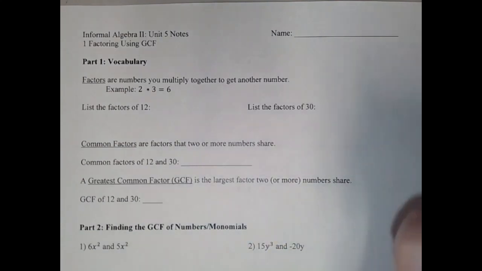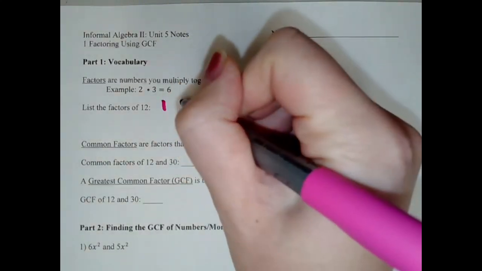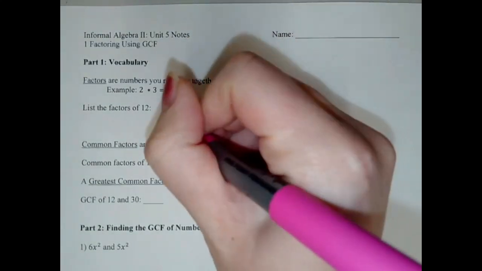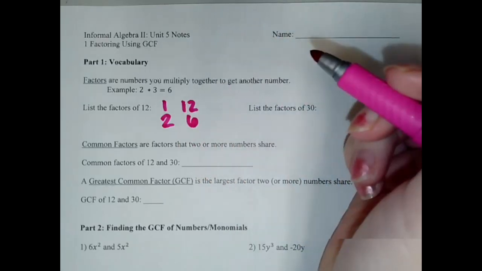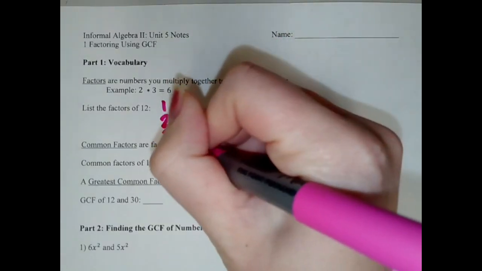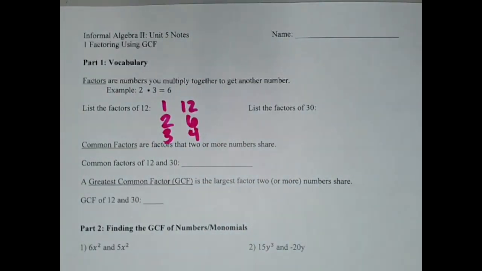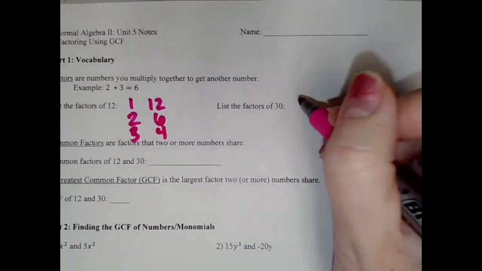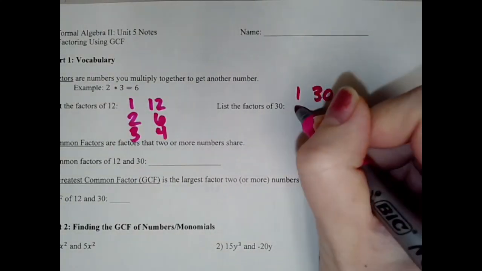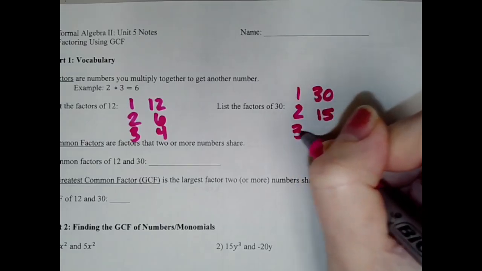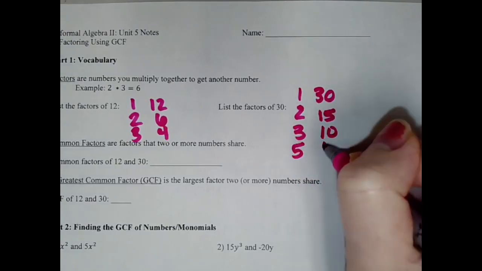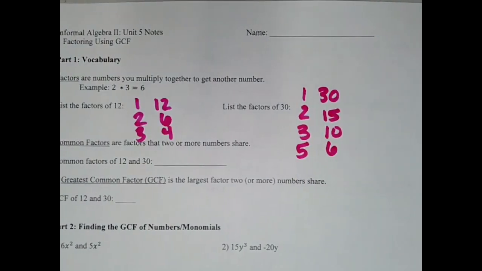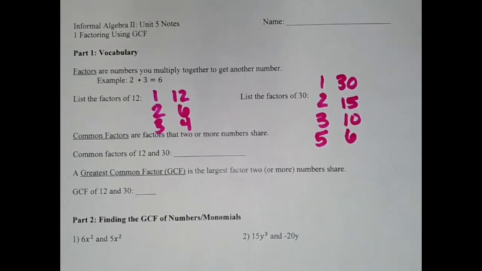If I wanted to list all of the factors of 12, 1 times 12 is 12. 2 times 6 would be 12. And then 3 times 4 would be 12. So all of these numbers are factors of 12. If I were to list the factors of 30, that's 1 and 30, 2 and 15, 3 and 10, 5 and 6. So all of these numbers are factors of 30.